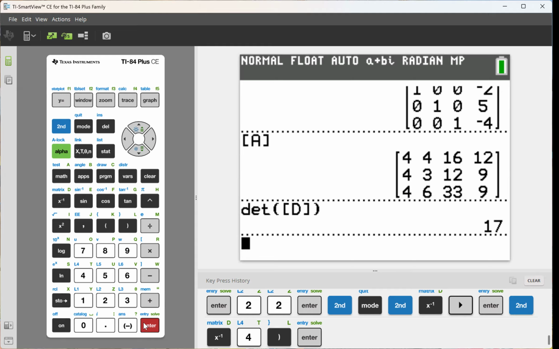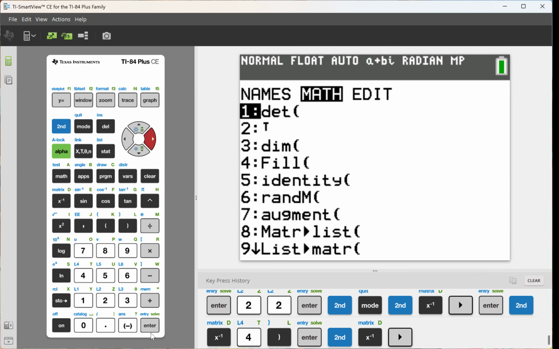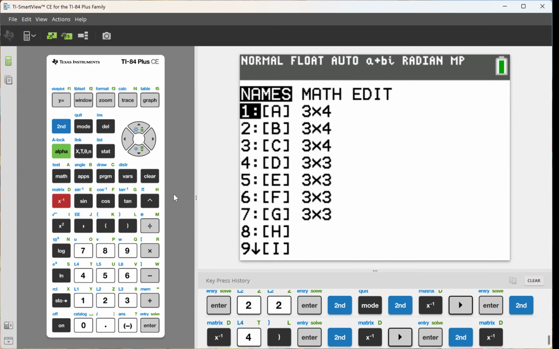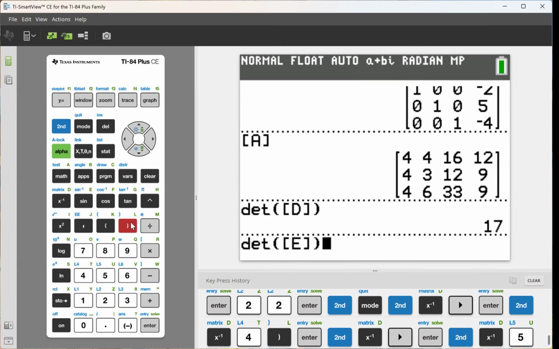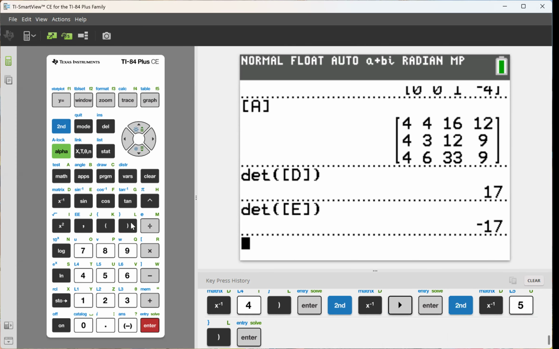Now I'm going to find a determinant of E. So go into my matrix menu, go to the math menu. Number 1, I'm going to find the determinant of D, go back into my matrix menu. I said D, E, number 5. So at least I'm in alphabetical order. I found D, now I'm going to find E. And that is negative 17. So I'm going to write that down.